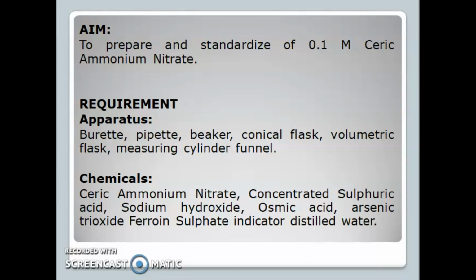Hello students. Now we will see the requirements for today's practical, that is to prepare and standardize 0.1 molar ceric ammonium nitrate. The apparatus required are burette, pipette, beaker, conical flask, volumetric flask, measuring cylinder, and funnel. And the chemicals required are ceric ammonium nitrate, concentrated sulfuric acid, sodium hydroxide, osmic acid, arsenic trioxide, ferroin sulfate as an indicator, and distilled water.